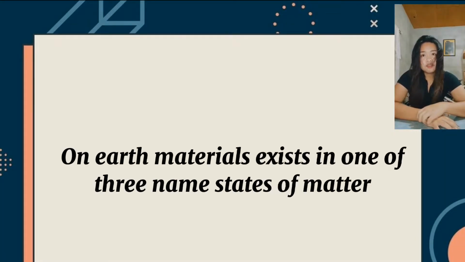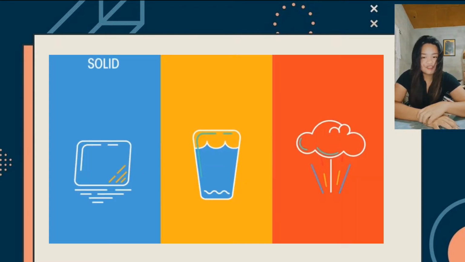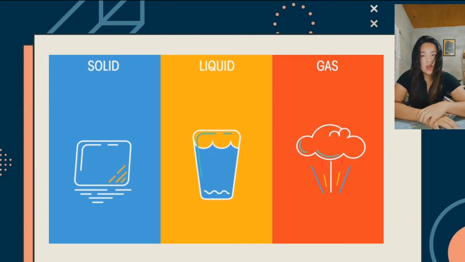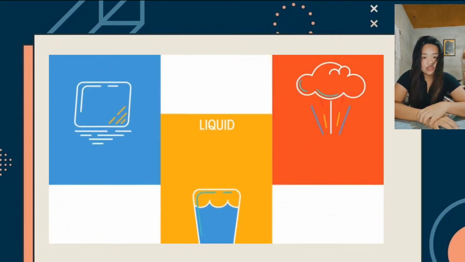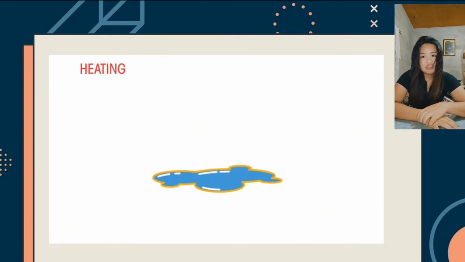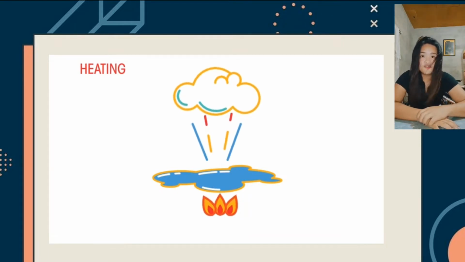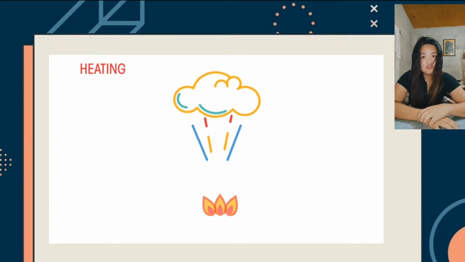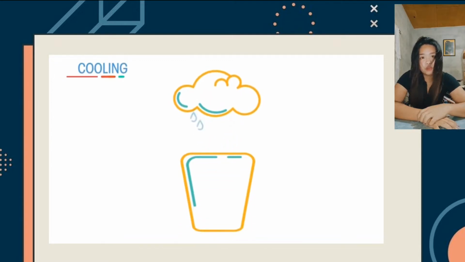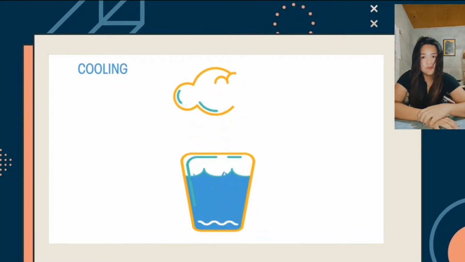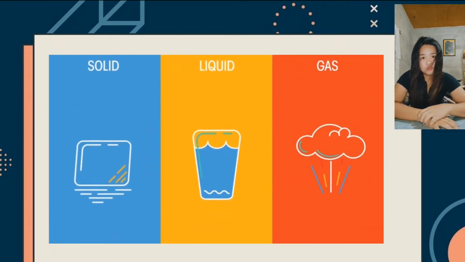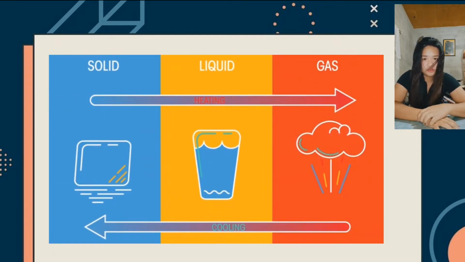On Earth, materials exist in one of three main states of matter: solid, liquid, or gas. Materials can change between these states. When a state change occurs, a substance will also change. However, if the state change is reversed, the substance will recover the properties it had to begin with. Matter can transition between the three states when heated or cooled.